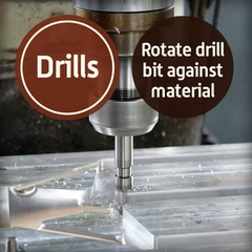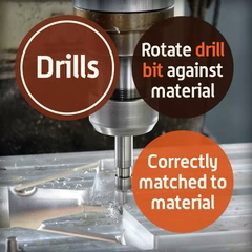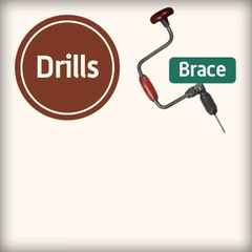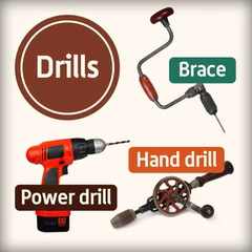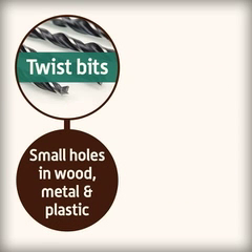All drills work by rotating a drill bit against the material, cutting into it. The drill bit must be correctly matched to the material. Depending on how hard the material is, the hole needed can be drilled using a brace, hand drill or power drill. Twist bits are used to drill small holes in wood, metal or plastic.